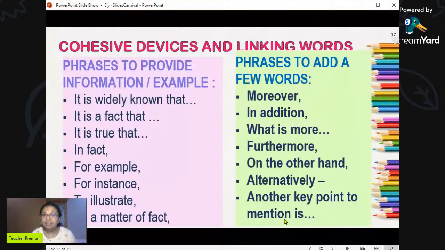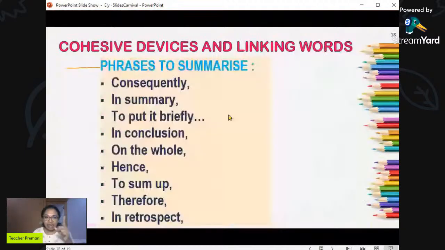That's what we want here. Okay, and then the last one, cohesive device, list of cohesive devices. This one is for the summary. Summary means concluding paragraph. So consequently, in summary, to put it briefly, in conclusion, on the whole, hence, to sum up, therefore, in retrospect. So choose one or a few, keep it during that time. Which one comes to your mind?